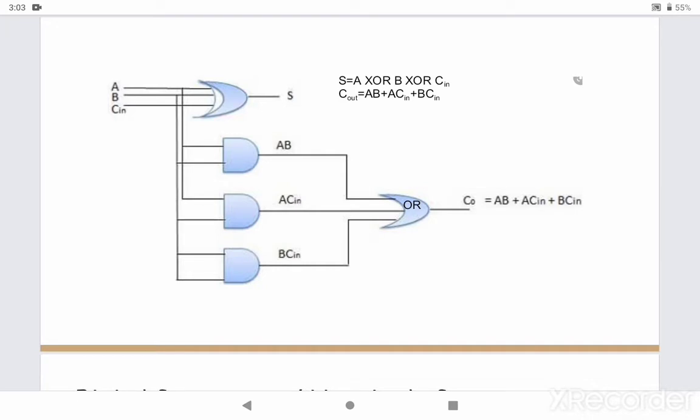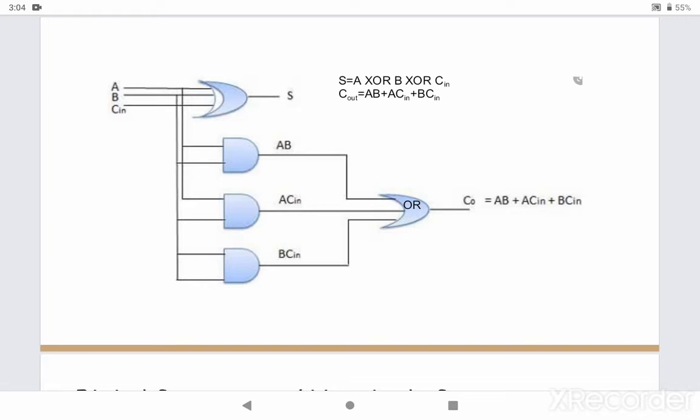Then we can have its diagram here. I am passing three inputs A, B and C in. C in means carry in. Then they pass through the XOR gate. That means A XOR B XOR C in will give you the answer sum. Then we have to find the next output, that is C out or carry out. So I am passing these values through our AND gates.